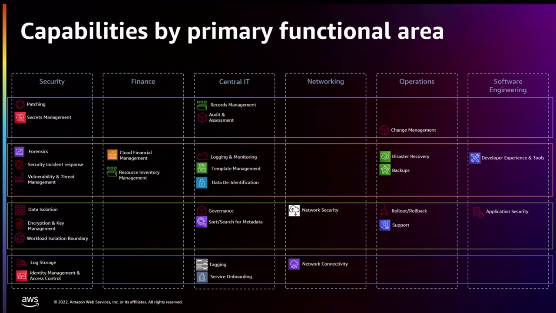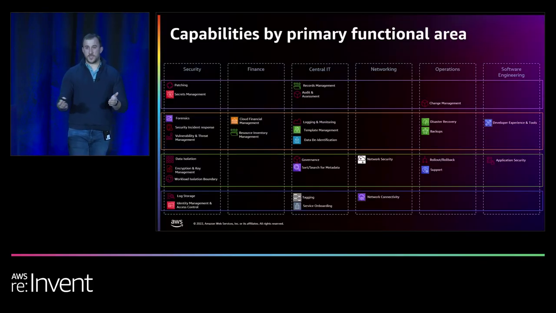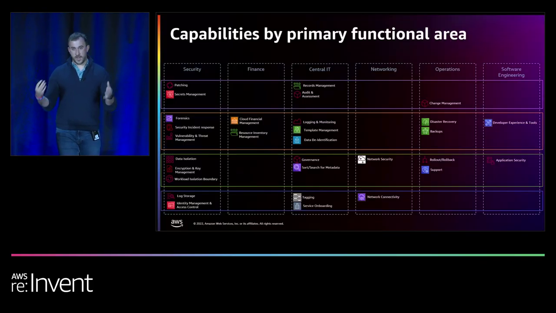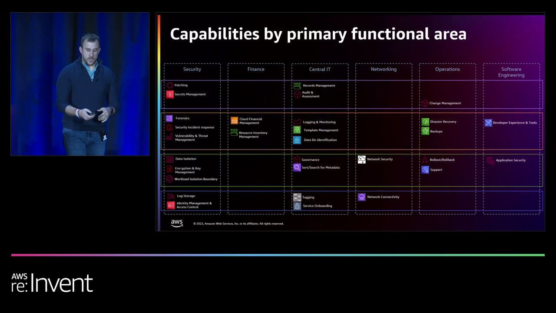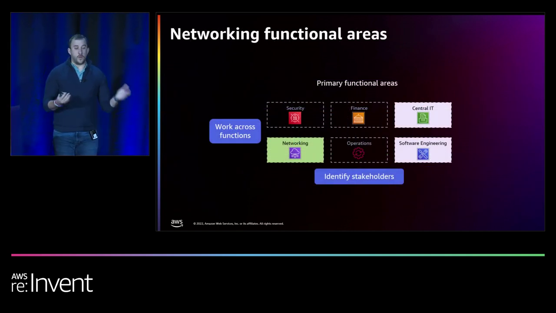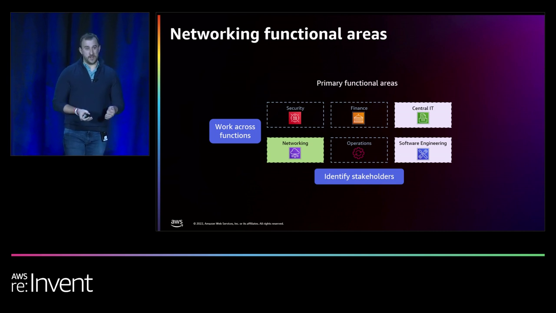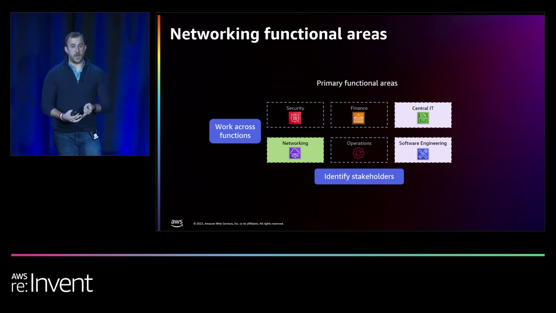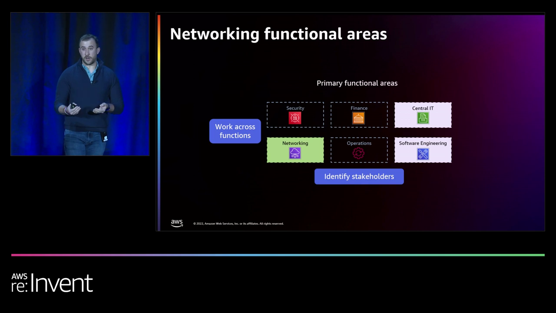And not only do the capabilities come with a primary functional area, they also come with a list of secondary functional areas. Because, as I was saying, we want to make sure that all the right stakeholders are present. So let's take it back to the example of the networking capability. The networking team will be the one owning the capability. They're going to implement it. They're going to maintain it. However, central IT and software engineering need to provide inputs.